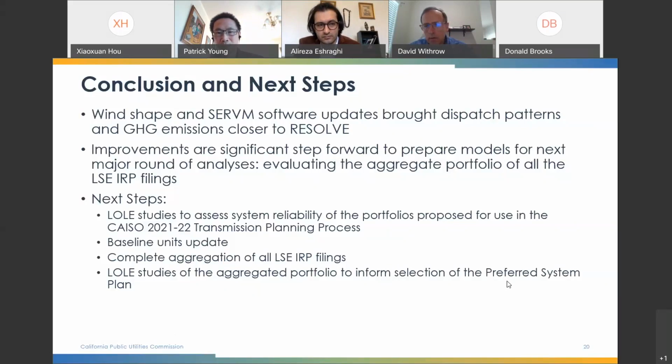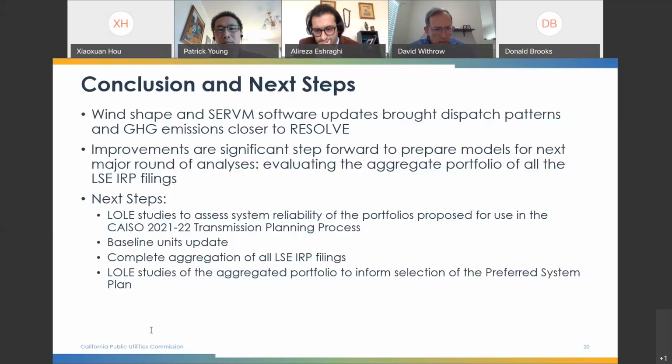Yeah, I would just go further with that and say now that we've made significant strides in SERVM, in the production cost modeling, and the result is that we're now closer to Resolve, I think we are more confident that Resolve is doing the right thing with regards at least to the broad metrics of annual energy and wind generation and that sort of thing. So I think we're now more confident that Resolve is doing the right thing, and we're more confident that SERVM is doing the right thing.